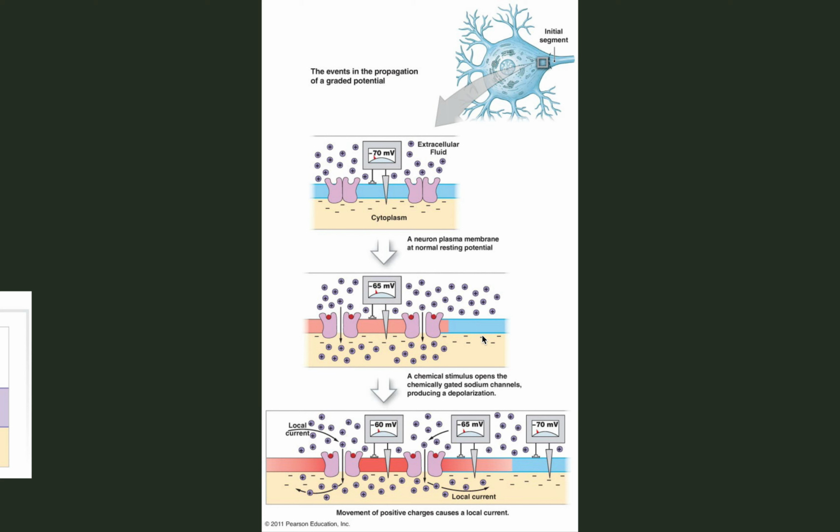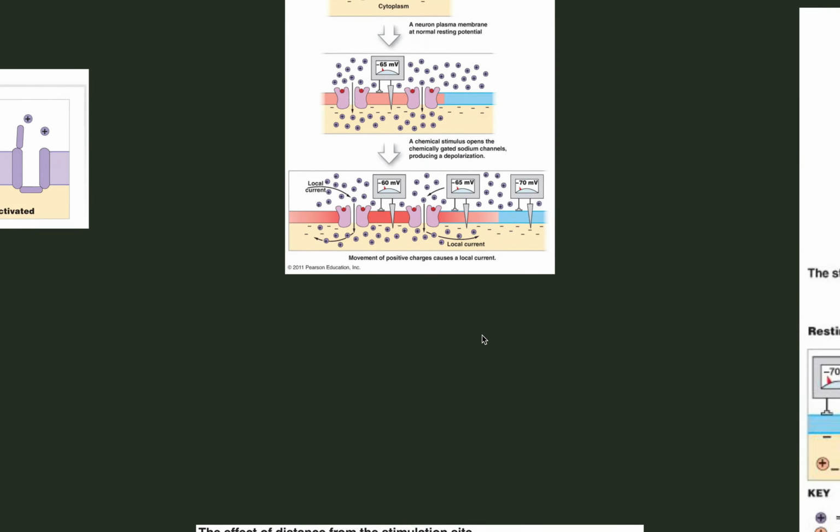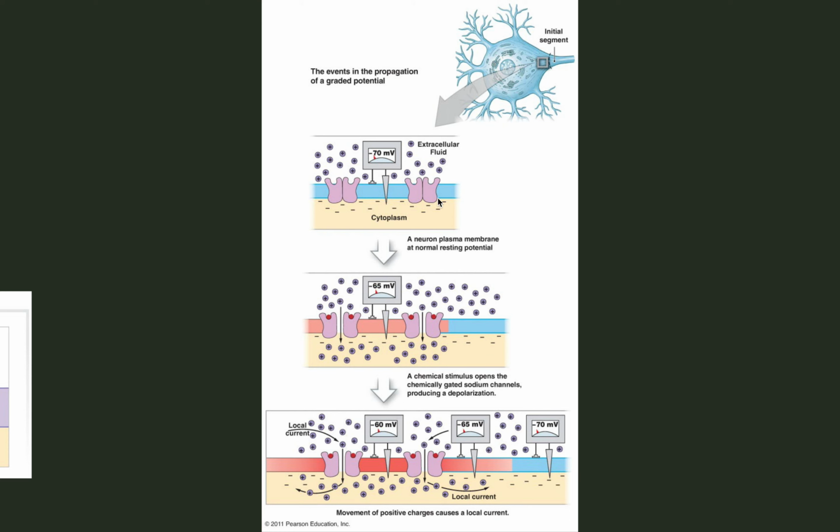Graded potentials are localized changes in transmembrane potential. So if we look at a cell at rest, its chemically gated sodium channels are closed. That's what these are, chemically gated sodium channels. They're closed. Sodium wants to come in, but it can't go through the plasma membrane, and all the ion channels are closed. When a neurotransmitter binds to the chemically gated sodium channel, it opens and positive sodium ions enter the cell. So the cell went from -70 to -65 because positive charges enter it.